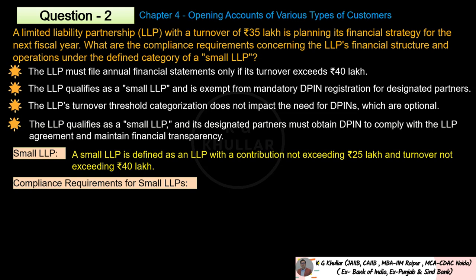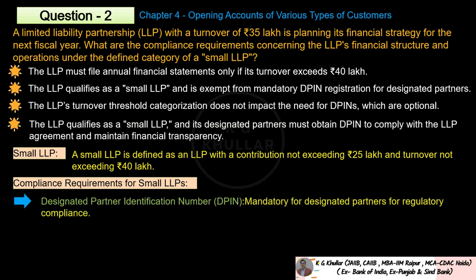Then next, let's look at the compliance requirements for small LLPs. First is the requirement of designated partner identification number, that is DPIN. Friends, regardless of being a small LLP, designated partners must obtain a designated partner identification number, that is DPIN.